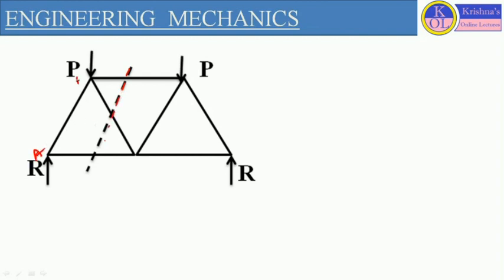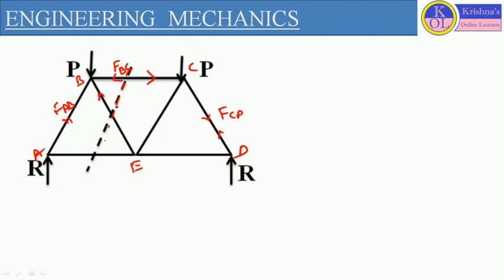If we are considering these joints, here we have 5 joints. For member AB, the force will be FAB. At BC, it will be FBC. At CD, it will be FCD.